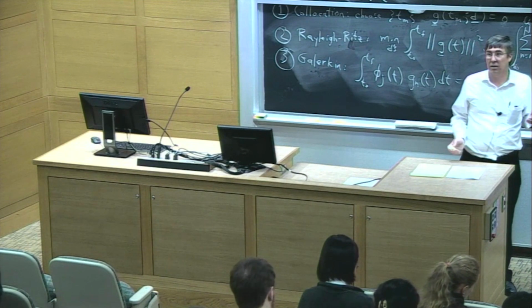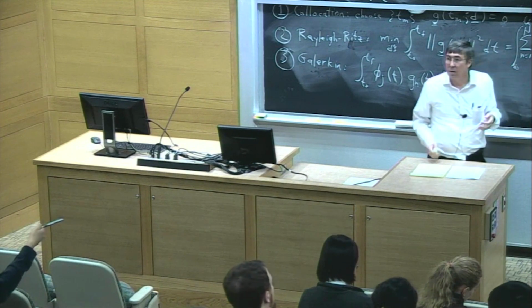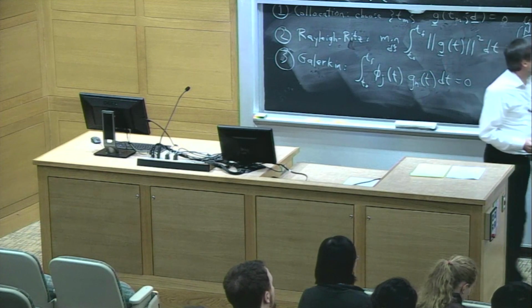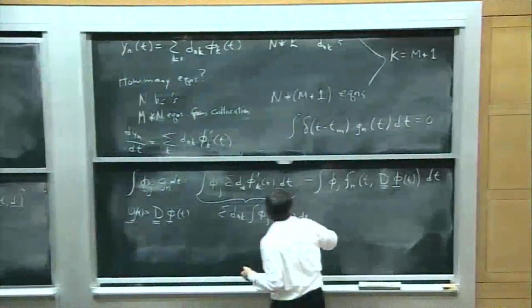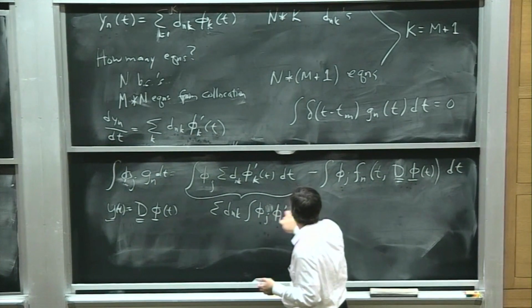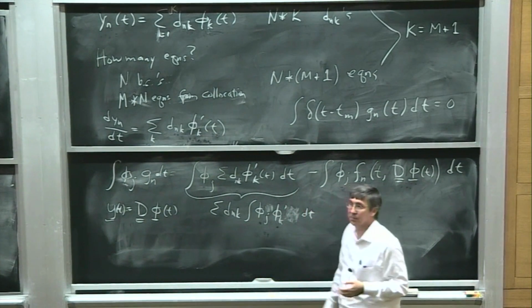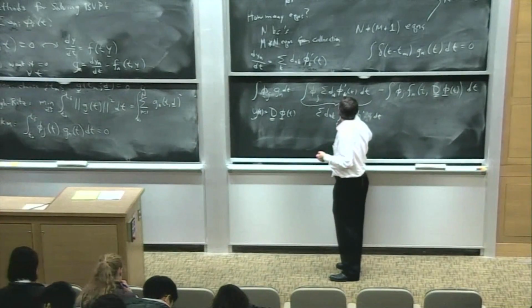Yeah, phi_j. Oh, phi_j of t. Maybe I'll get rid of the t's. These are both functions of t, and you're integrating over t. And these integrals are from t naught to t final, your domain.